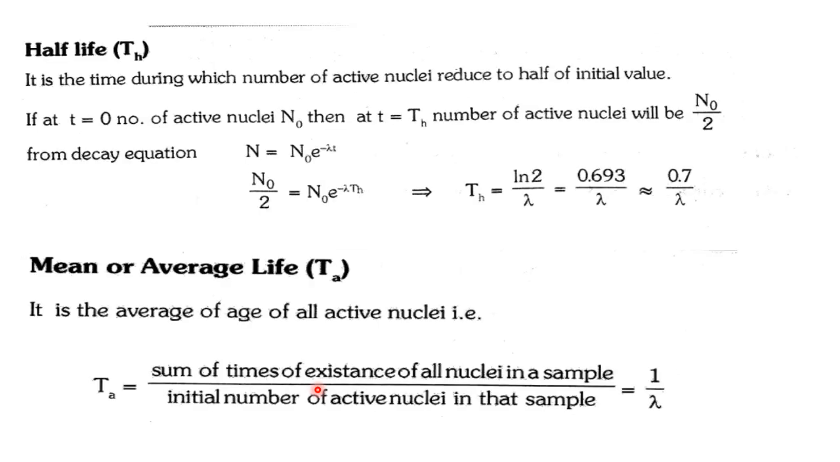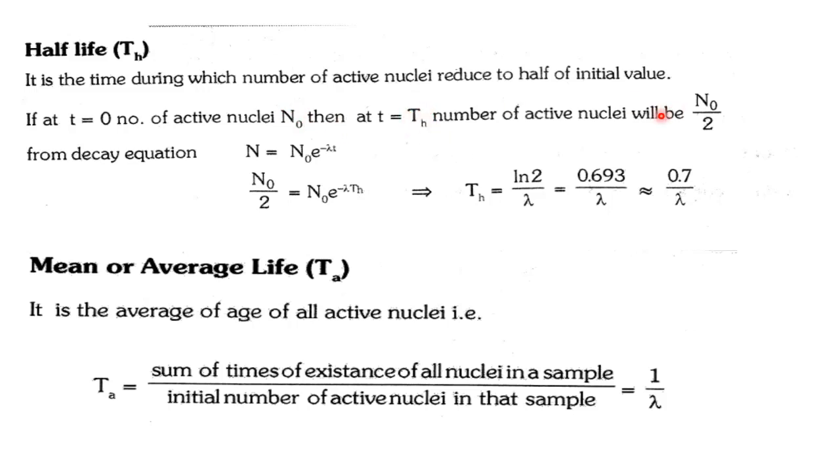Now what is half-life? If at time t equal to 0, N0 represents the initial number of nuclei, and after some time, let us say capital T-h, the number of active nuclei reduces to half the amount, that is N0 by 2, where N0 is the initial number of active nuclei, then this time T-h is called the half-life.